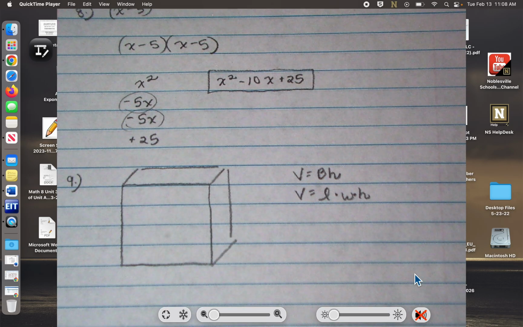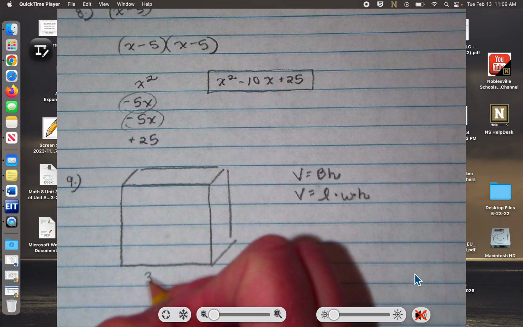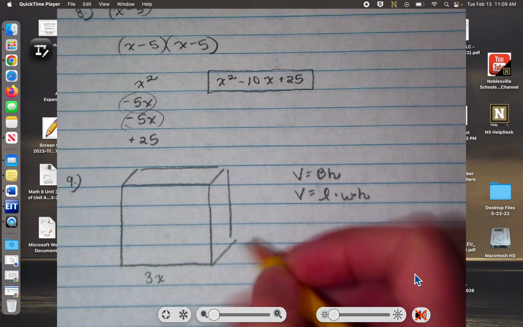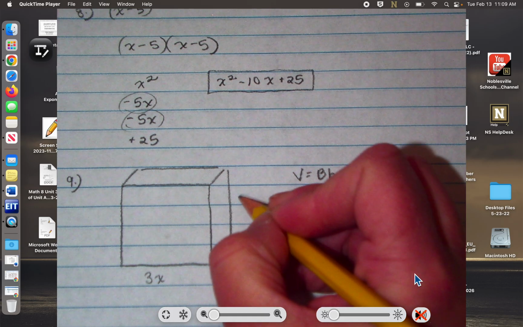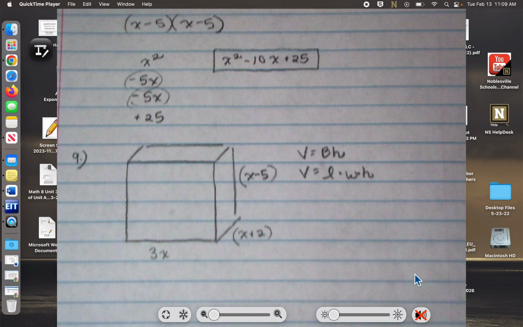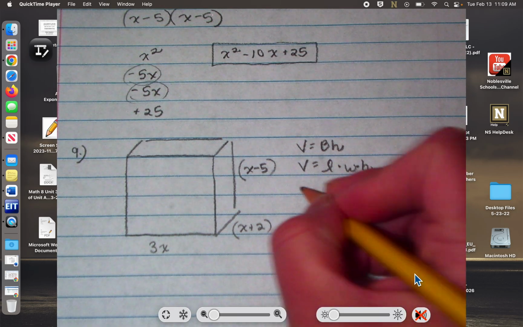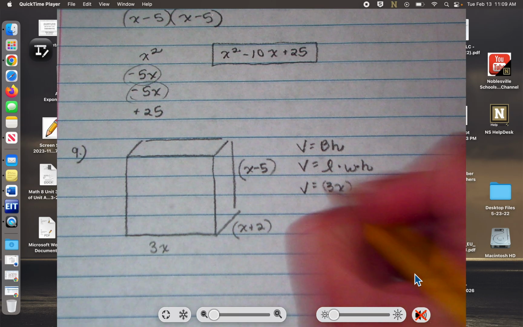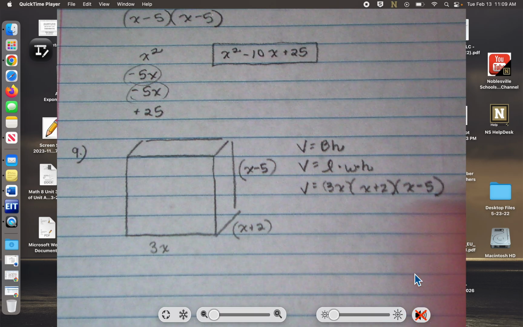And to find the area of the base, we do length times width. Little geometry lesson here for you. That capital B stands for the length times the width, right? So if we have our length, our width, and our height, we can find the volume, right? We just have to multiply those 3 terms together. So I would have 3x times x plus 2 times x minus 5.